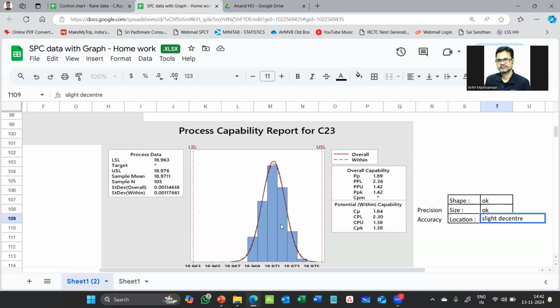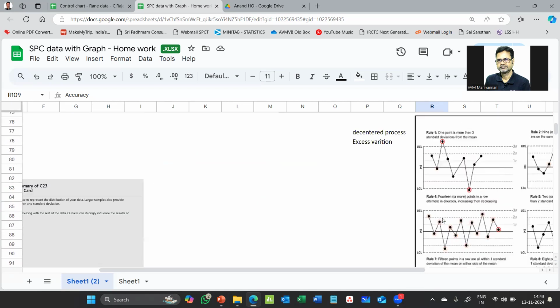Clear? So you should analyze first. That means precision is okay. Please see here. Precision is okay. Accuracy is also fairly okay. Any doubts here? Once you are okay with the shape, you are eligible to go for PP and PPK calculation. That I will explain later.